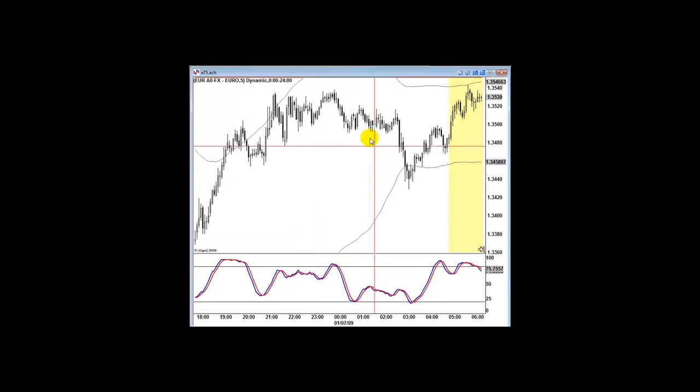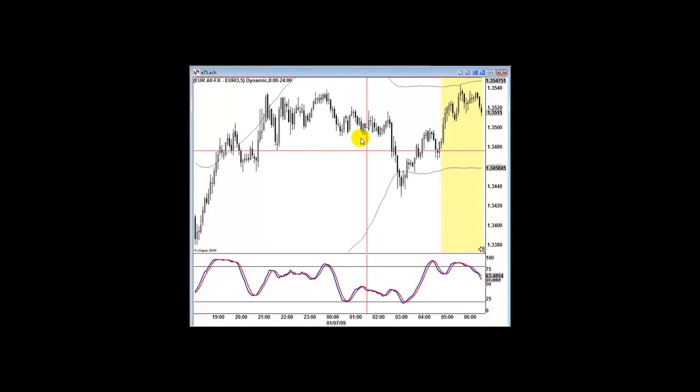Alright, so what else have we got here? Well, we're going to the next session. We've got another trend line going up. That's quite nice and smooth.